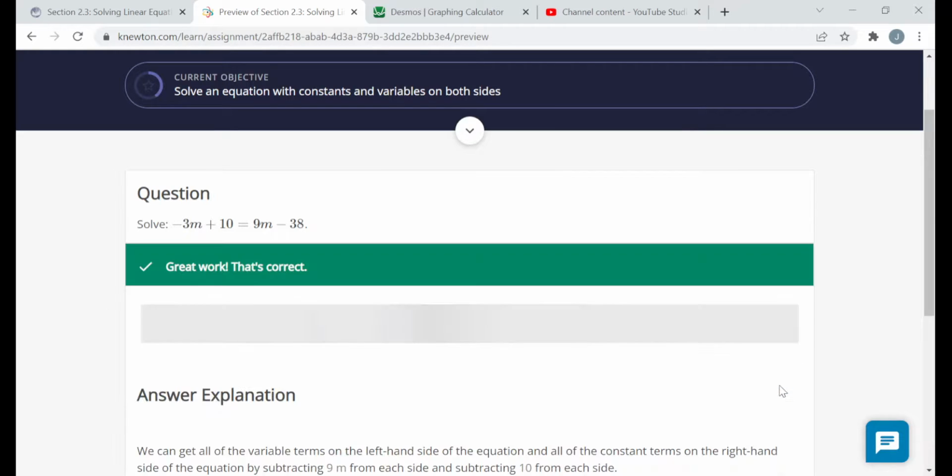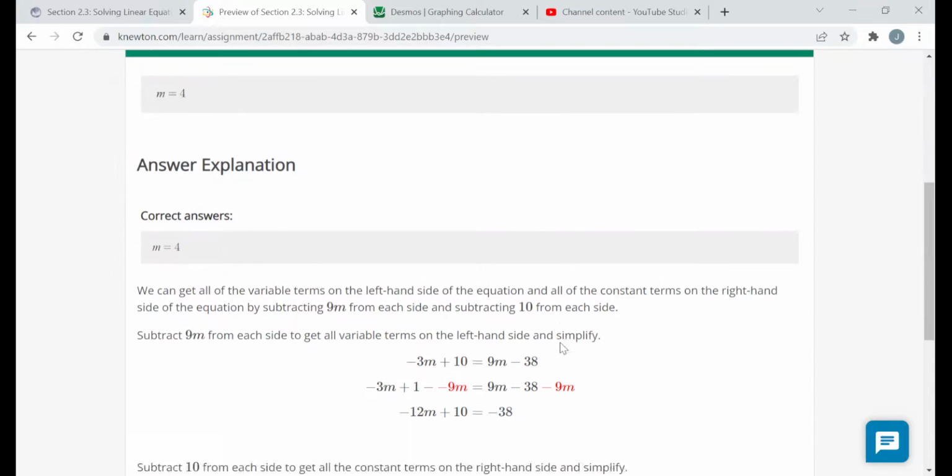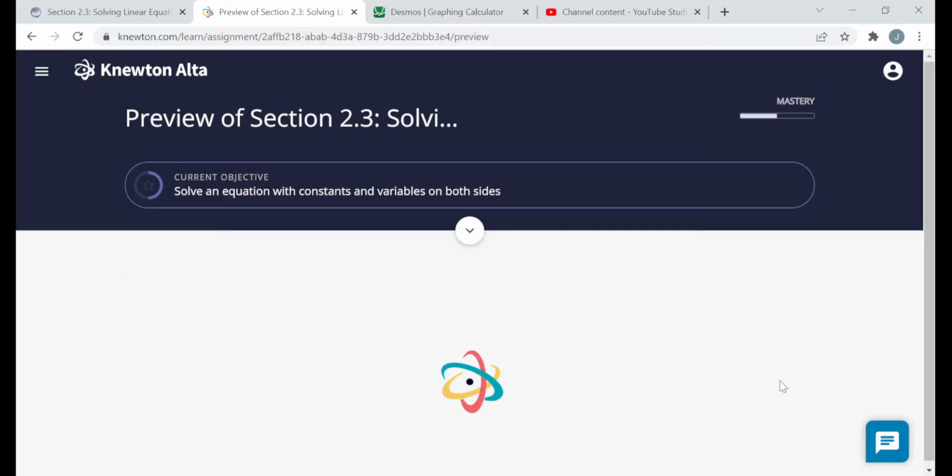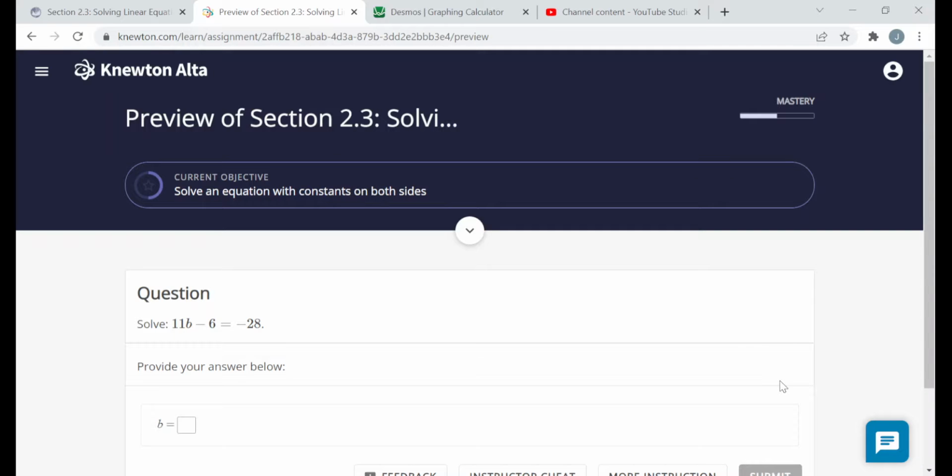Submit. All right, there we go. All right, next, and notice it's the same step every time.